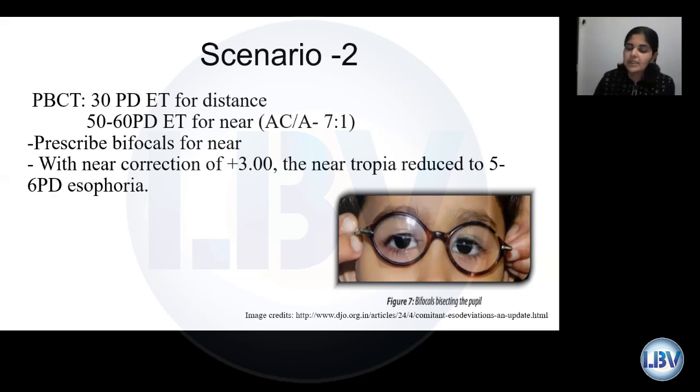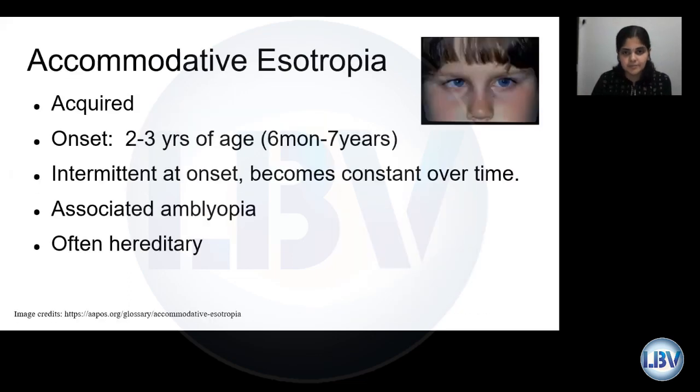So this is a typical case wherein there is an accommodative component involved, wherein there is a high ACA ratio present. Because of the high ACA ratio, the near esotropia increases considerably as opposed to the distance. And this also differentiates this from the regular refractive accommodative esotropia, because the refractive esotropia generally has distance equal to the near esotropia when the ACA ratio is normal.